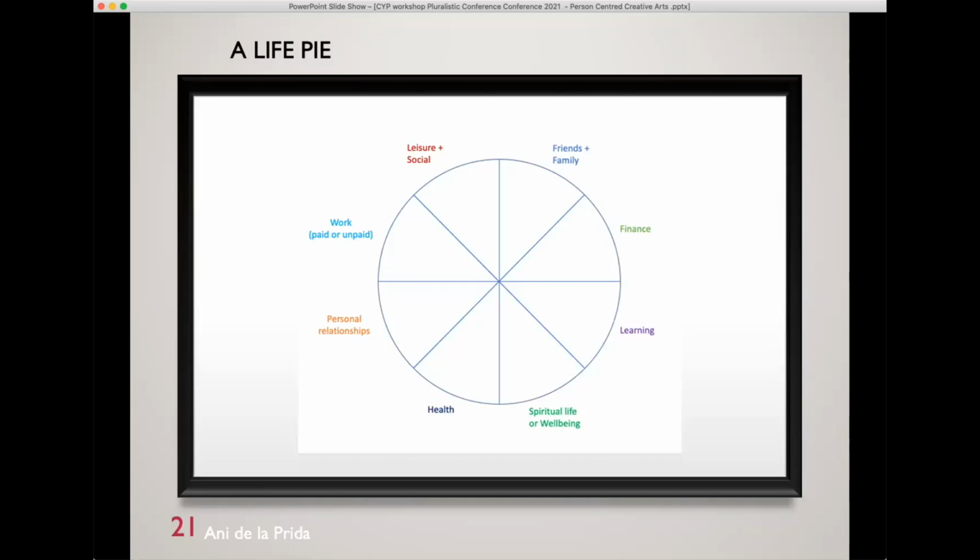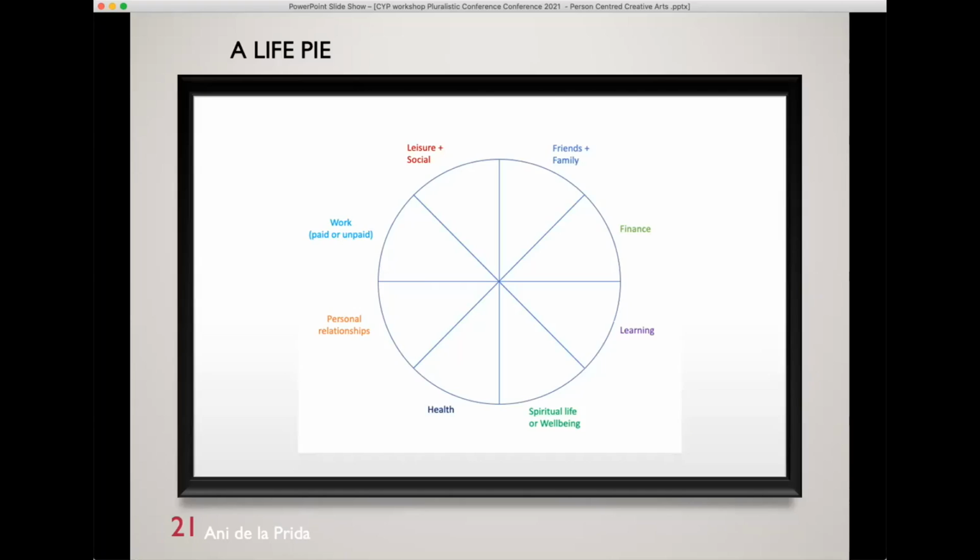And don't worry about it not being a perfect circle. It doesn't matter at all. Most of them are quite scrappy. When you've done that, I'd like you to put a heading around each of those segments.